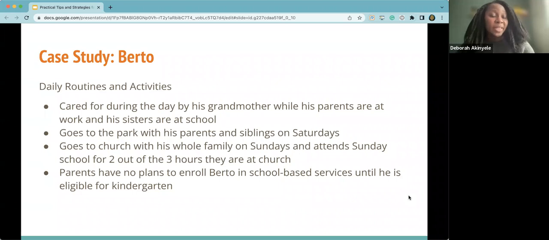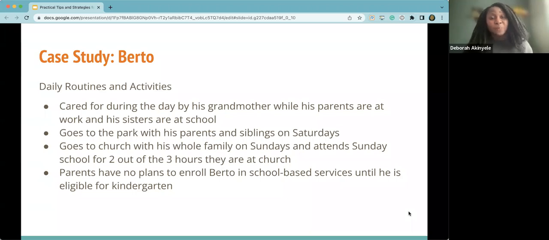I put that little piece there about parents not having plans to enroll him in school-based services because that's a really significant aspect of this profile to illustrate that he really only gets those opportunities to interact with peers on Sundays, and then when his siblings are home at the end of the day. This gives you an idea that his primary communication partner during the day is his grandmother. During the weekend, there are some family activities that provide communication opportunities for him to learn how to use a device.